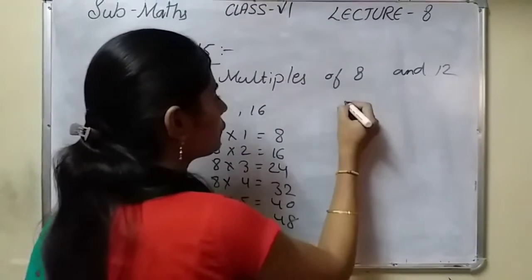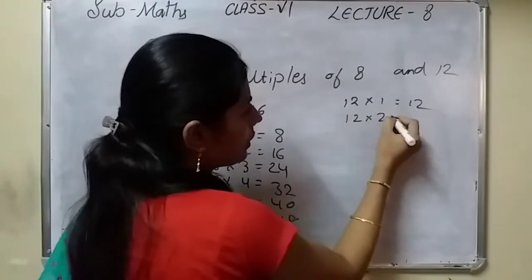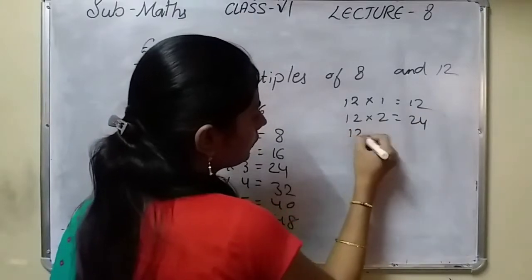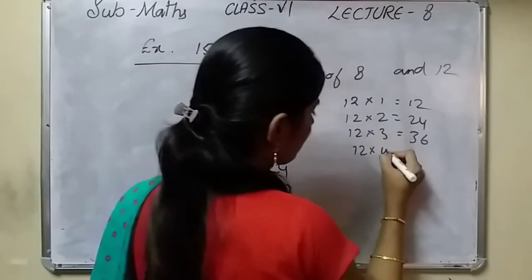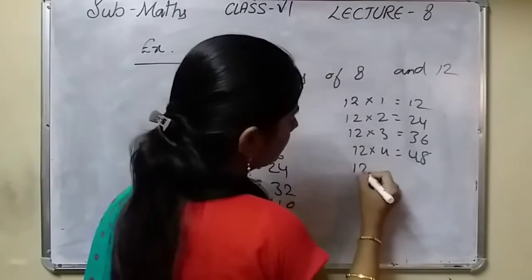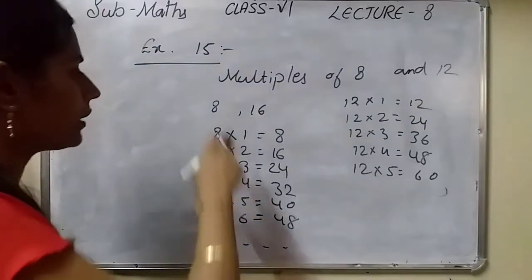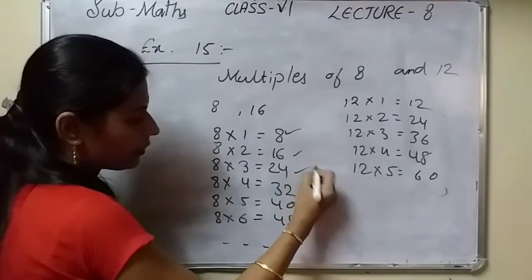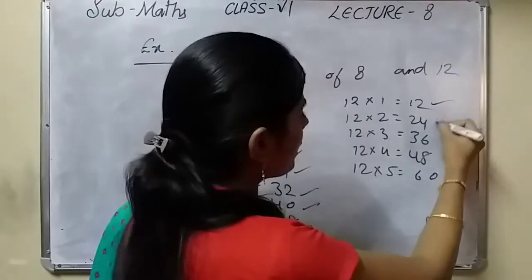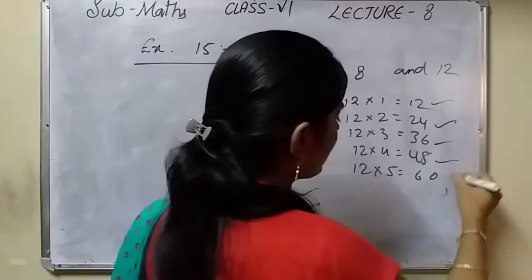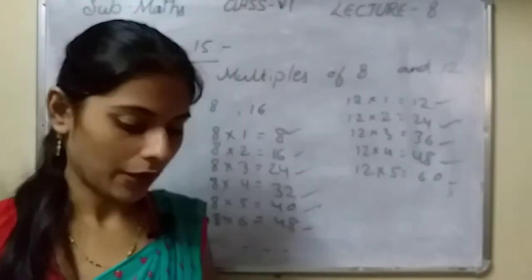Now find the multiples of 12. 12 1s are 12, 12 2s are 24, 12 3s are 36, 48, 12 5s are 60. So what are the multiples of 8? 8, 16, 24, 32, 40, 48. Multiples of 12: 12, 24, 36, 48 and 60. These are the multiples of 8 and 12.